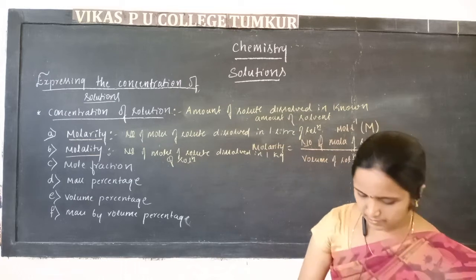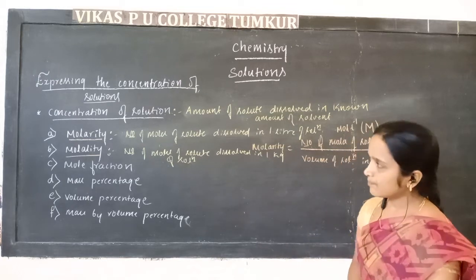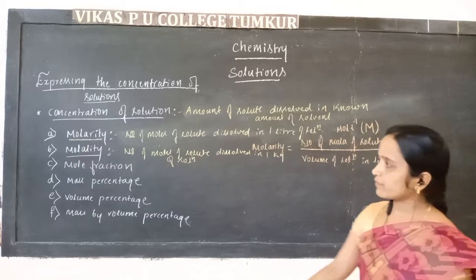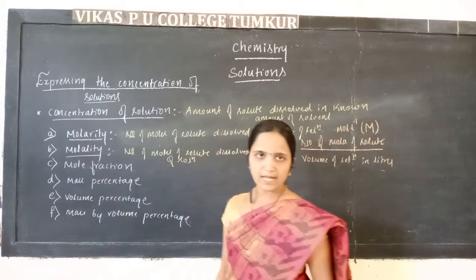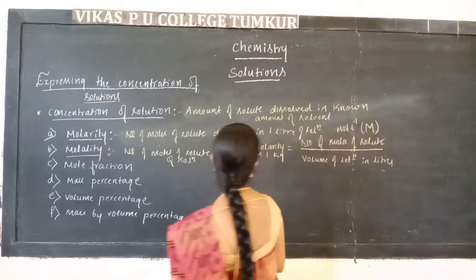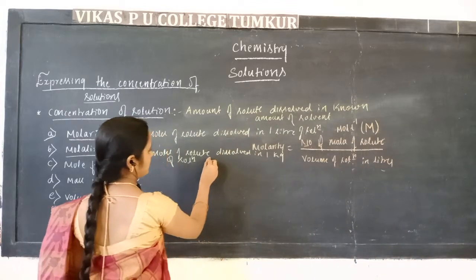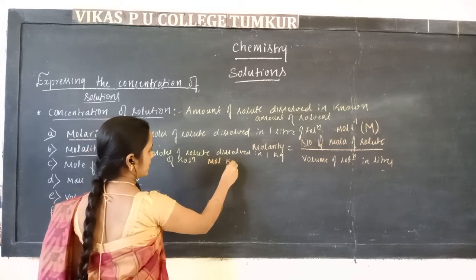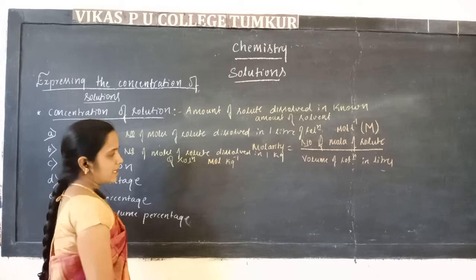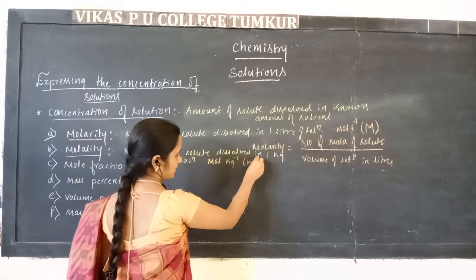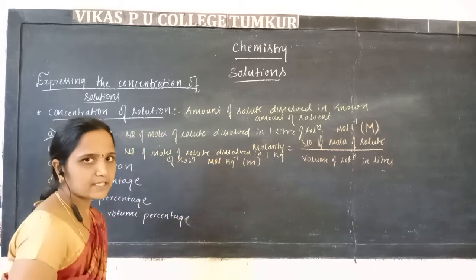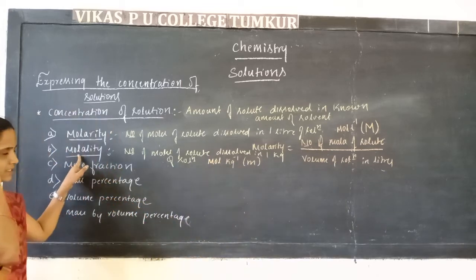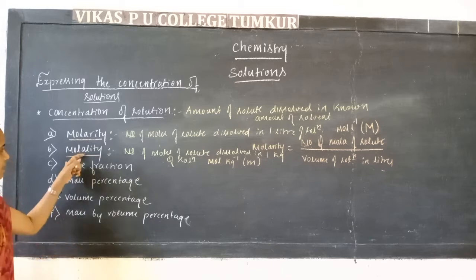That is the number of moles of solute per kilogram of the solvent. This is expressed by using the unit mole per kg. Otherwise, we use the small letter m. We are using this to express the molality. This is about the molality.